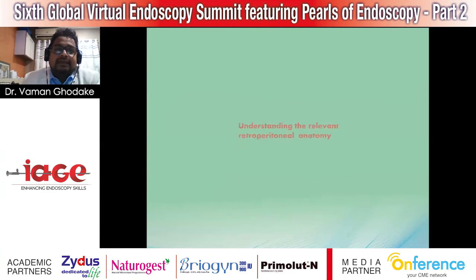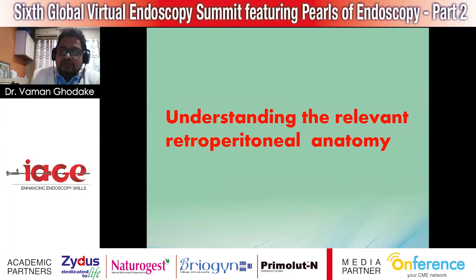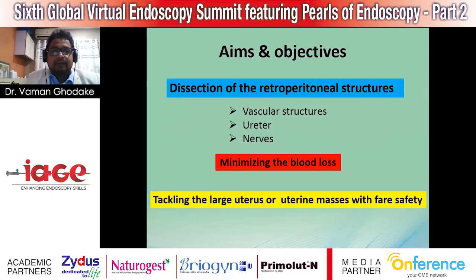Today the topic is understanding the relevant peritoneal anatomy. Now, the previous two speakers moved around in the anterior compartment. The basic aims and objectives for the retroperitoneal structures are to dissect the vascular structures, ureter, and nerves, minimizing the blood loss and tackling the large uterus and the larger uterine masses.